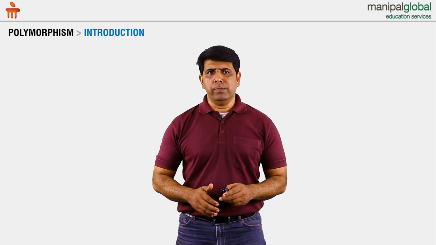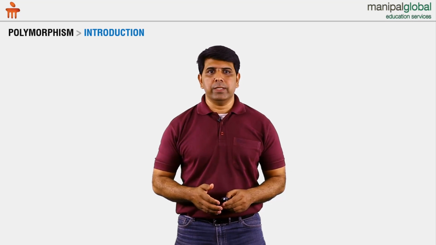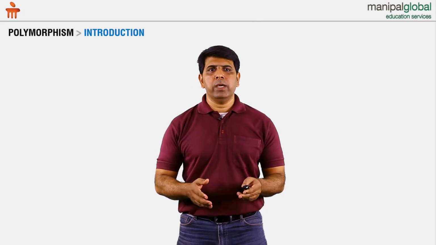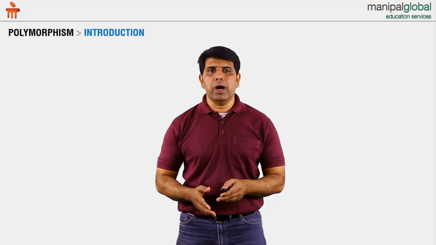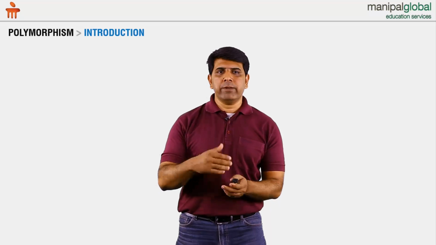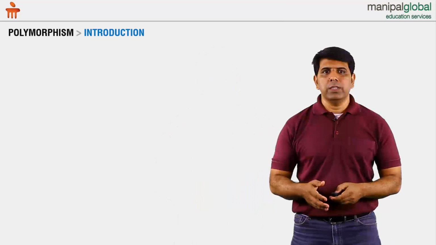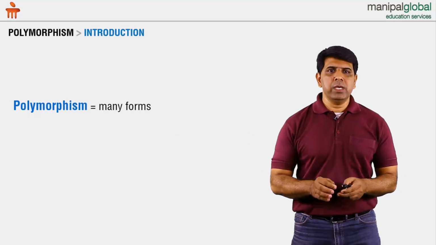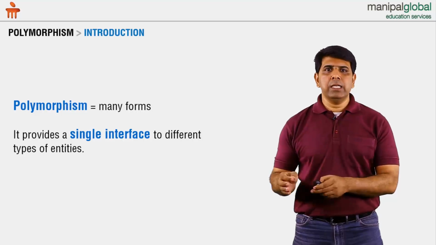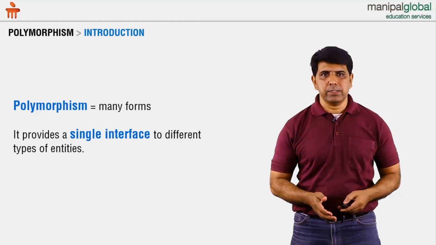Welcome to this lecture on polymorphism. Imagine a person is talking to his father and a person is talking to his son. The way the person talks to both of them is different because the person who is talking is either a father or a son. Now, polymorphism means more than one form. It provides a single interface to different types of entities.